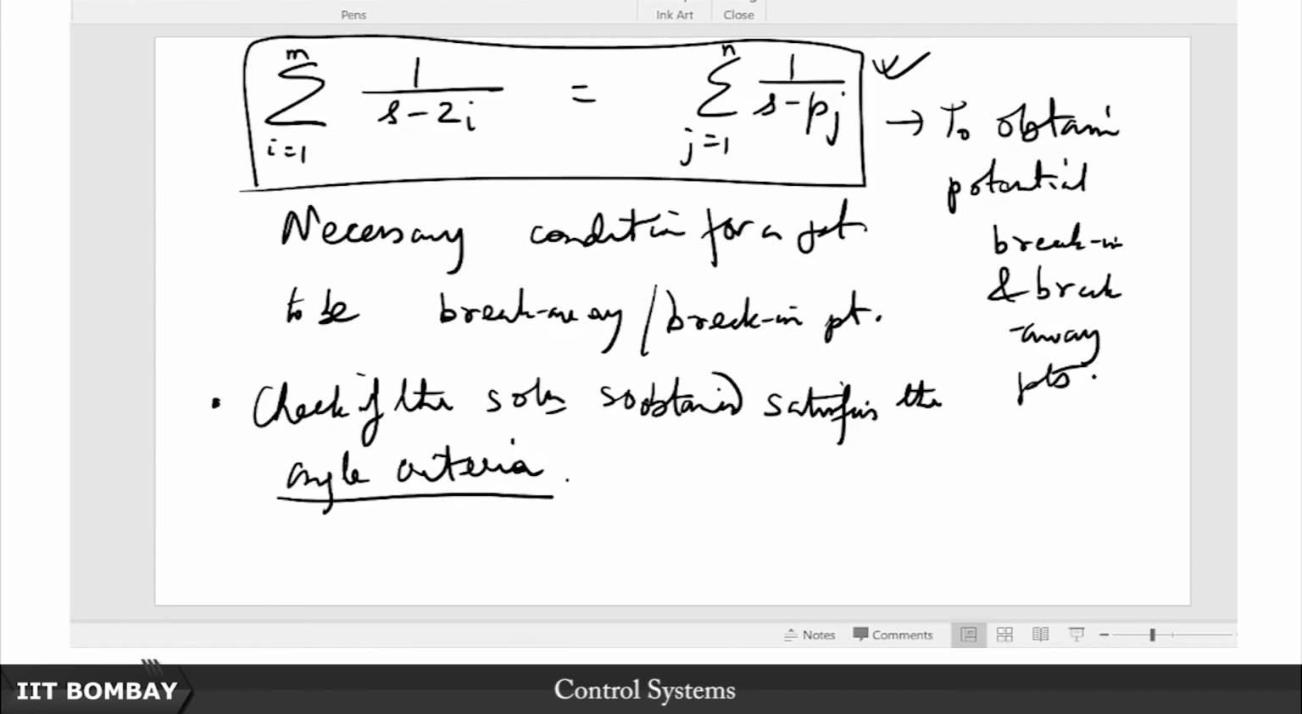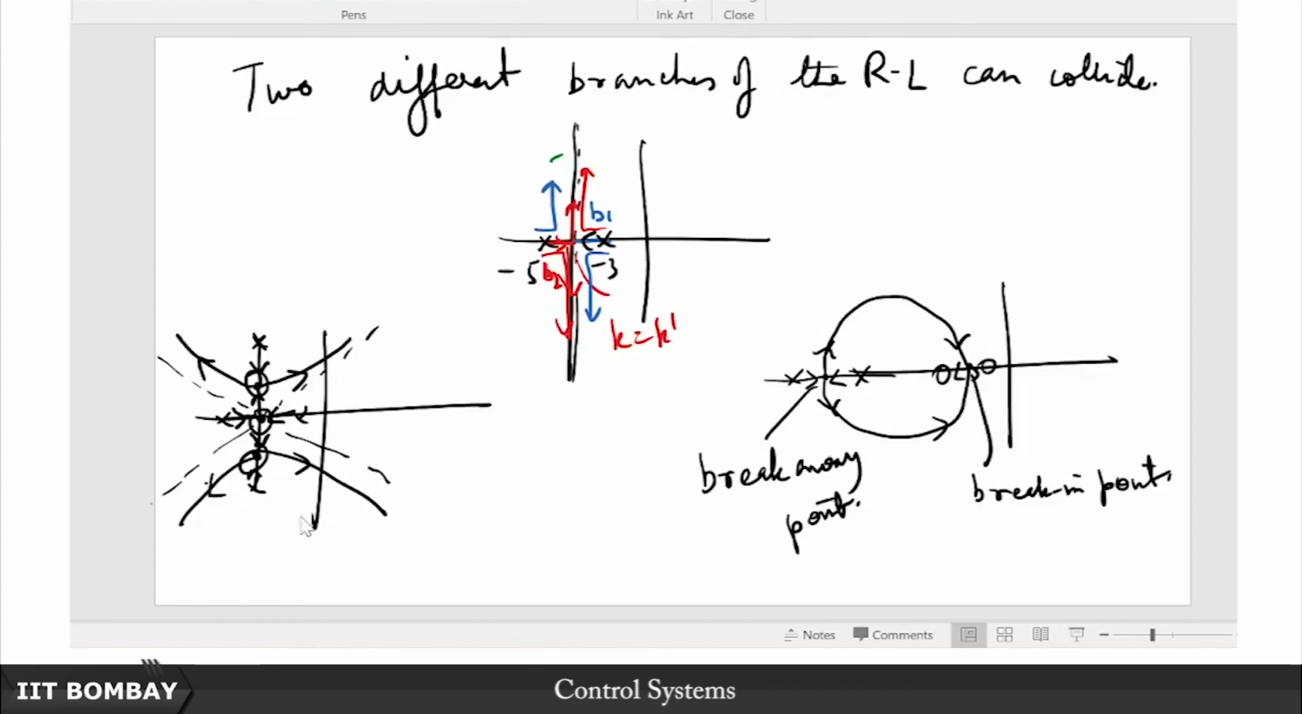Okay, so the beautiful thing about all this is, it gives you both the complex and the real breakaway and break-in points. As I said, there's no reason to suspect that breakaway points or break-in points, or collisions between branches of the root loci, which we are interested in obtaining, can only occur on the real axis.